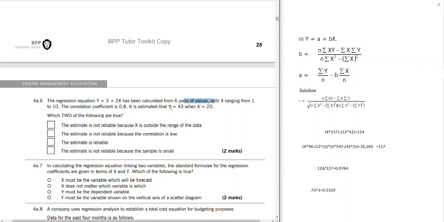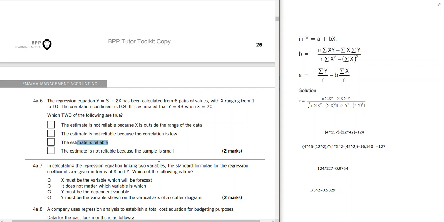Okay, our pair of data is 6. It is ranging from 1 to 10. And we are estimating for x, which is outside the range. So this seems like correct. But we will wait. The estimate is not reliable because the correlation is low. This is not low correlation. Low would be 50% or less. This is high correlation, so this is wrong. Estimate is reliable. We'll wait.